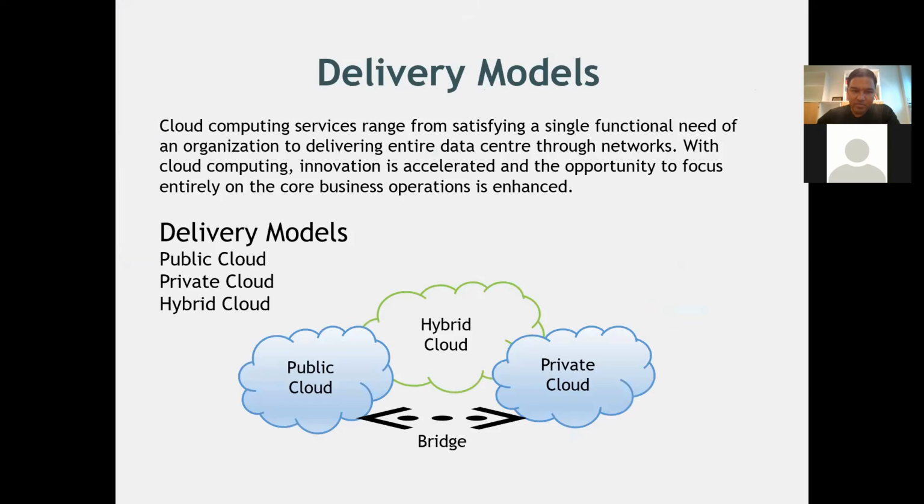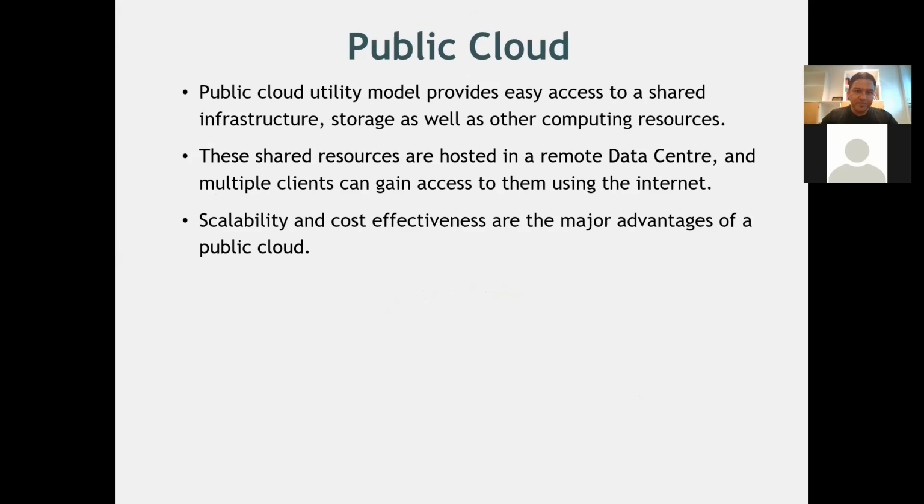Delivery models like public cloud, private cloud, hybrid cloud. And if a company is going for hybrid cloud, there should be an interconnection, a bridge, between the public and private cloud. Later on, in the cloud computing architecture, we will see the different types of hybrid cloud architectures by which companies are using both their private cloud as well as their public cloud.